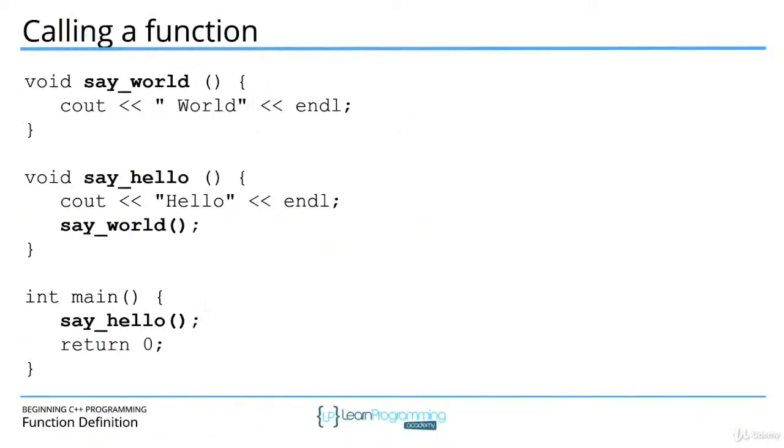Of course, we can define as many functions as we need in our applications to help modularize our program. In this case, I'm defining 3 functions: say world, say hello, and main. Execution always begins with the main function. So in this case, main calls say hello. So we execute say hello, and we display hello to the console. But then say hello calls say world, and we display world. So this program displays hello world to the console.